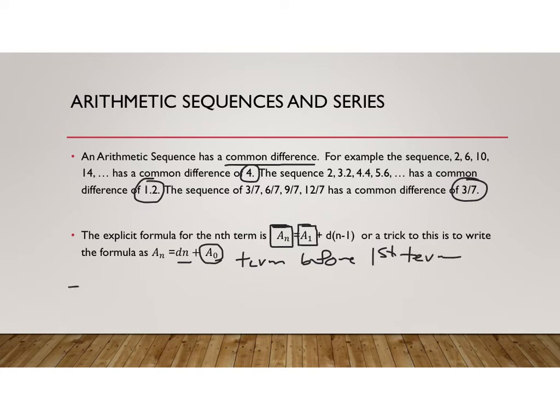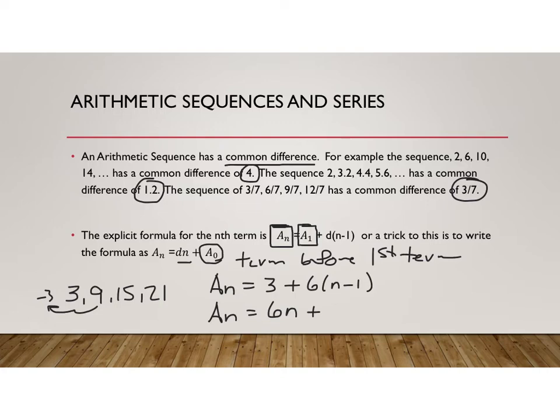For example, if I have this arithmetic sequence, 3, 9, 15, 21. The formula for the nth term, using the first formula, would be the first term, 3, plus the difference, 6, times n minus 1. Using the trick, the nth term would equal 6 times n, plus the 0 term, the term before the first one, which would be negative 3. Why are these forms important? Let's say I ask you to find the 10th term of the sequence. We would just put 10 in for n. Here we would take 10 minus 1, which is 9. 6 times 9 is 54, plus 3 is 57. In the next one, I have 6 times 10, which is 60, plus negative 3, which is also 57.